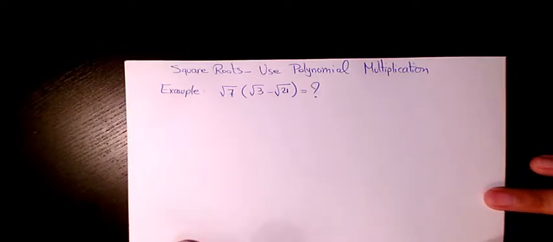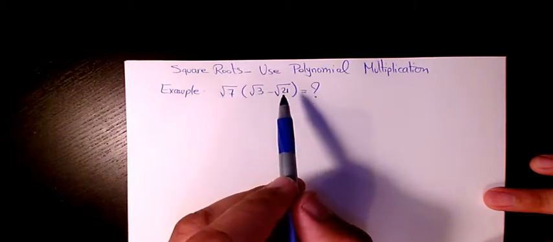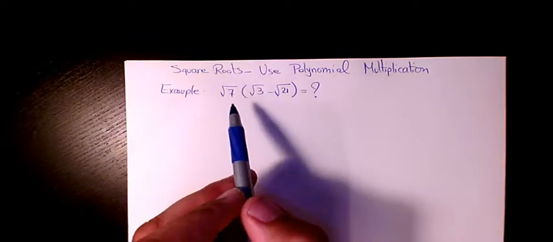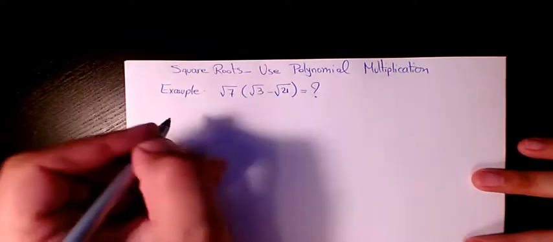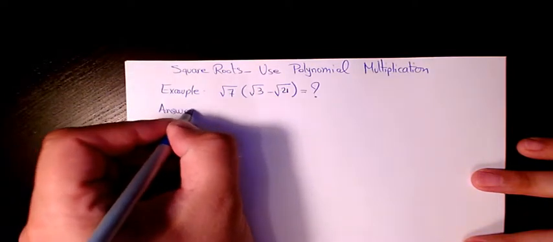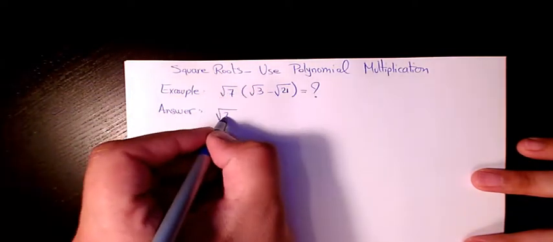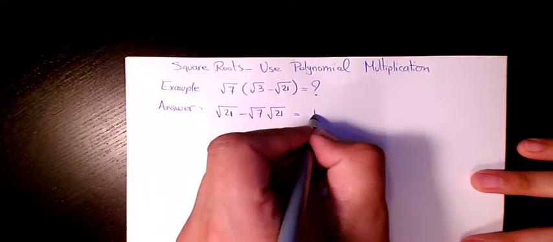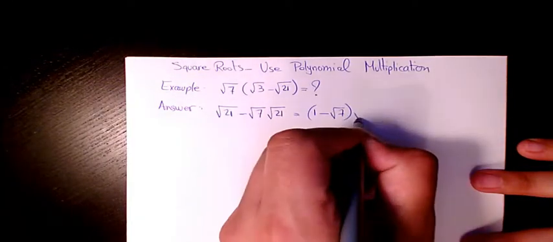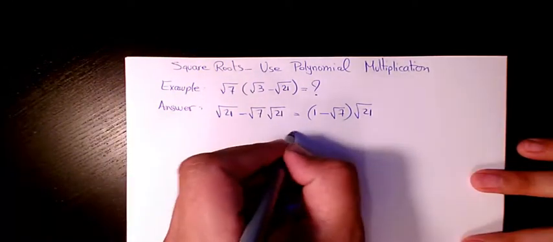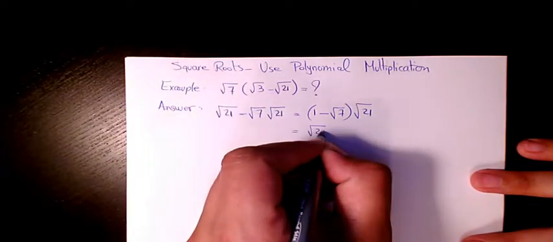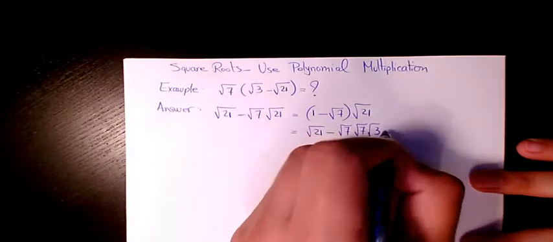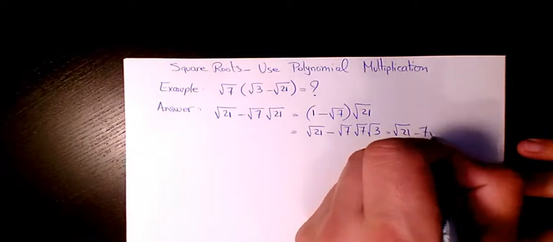Welcome to my channel. In this video I want to show you how to use polynomial multiplication for square roots. First example here is root 7 times root 3 minus root 21. Answer is root 7 times root 3 is root 21, minus root 7 times root 21, which is going to be root 21 minus root 7 times root 21. Or you can show it like that, root 21 minus root 7. Root 21 is root 7 times root 3, so it's going to be root 21 minus 7 root 3.